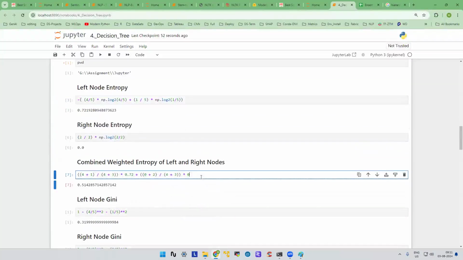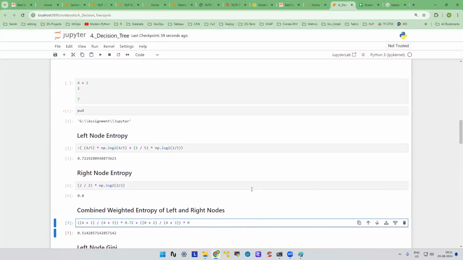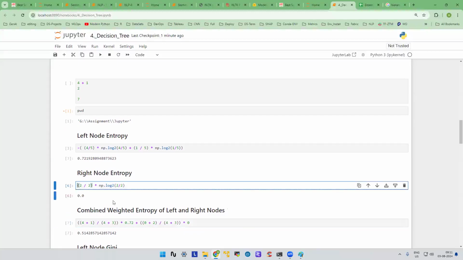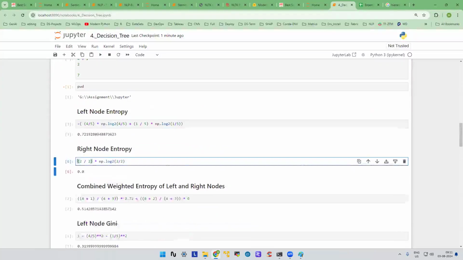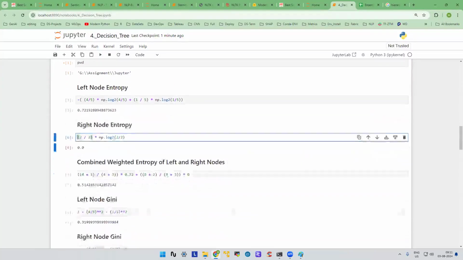All right, now we need to calculate the combined entropy. Is the minus outside of the bracket there to make the values positive, or is it in the formula? The formula itself is like that. Now we need to calculate for overall.